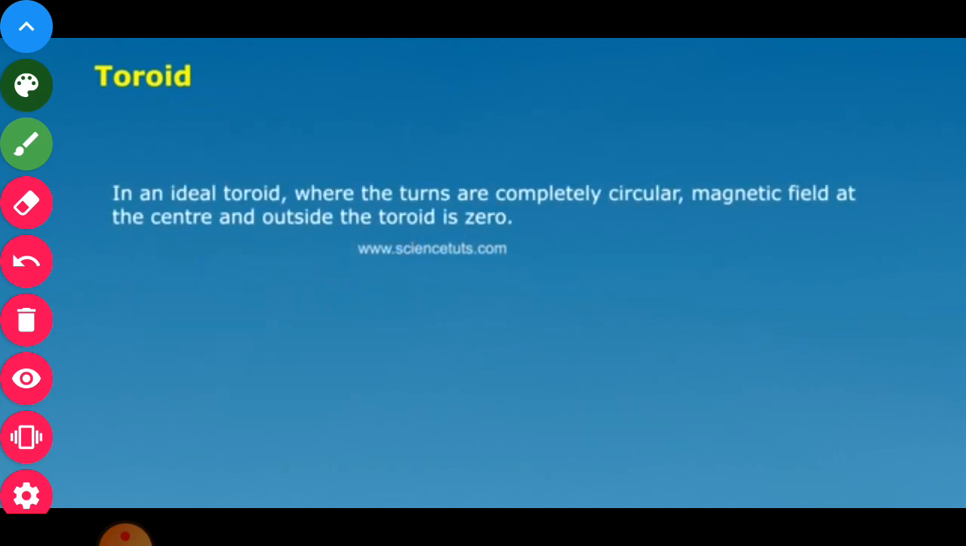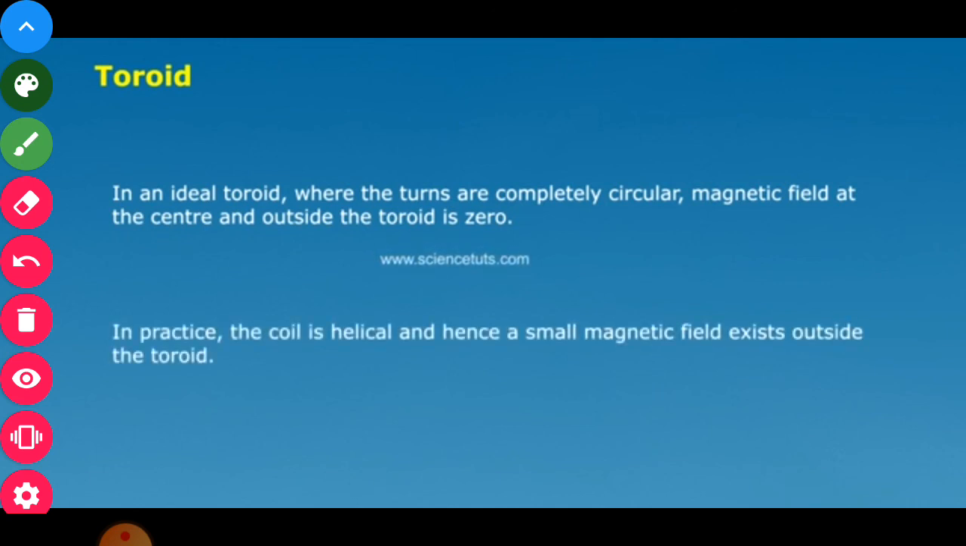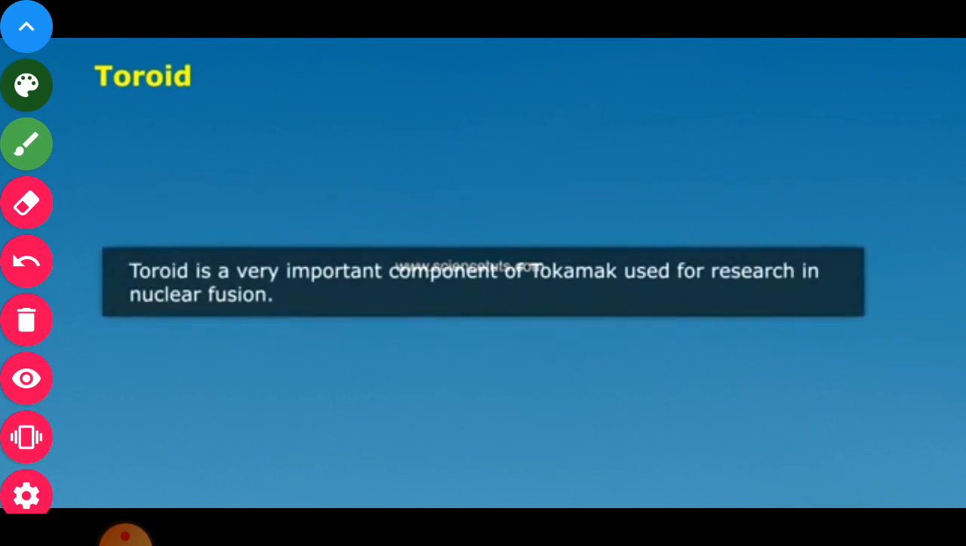In an ideal toroid, when the turns are completely circular, magnetic field at the center and outside the toroid is 0. In practice, the coil is helical and hence a small magnetic field exists outside the toroid. Toroid is a very important component of the tokamak used for research in nuclear fusion.